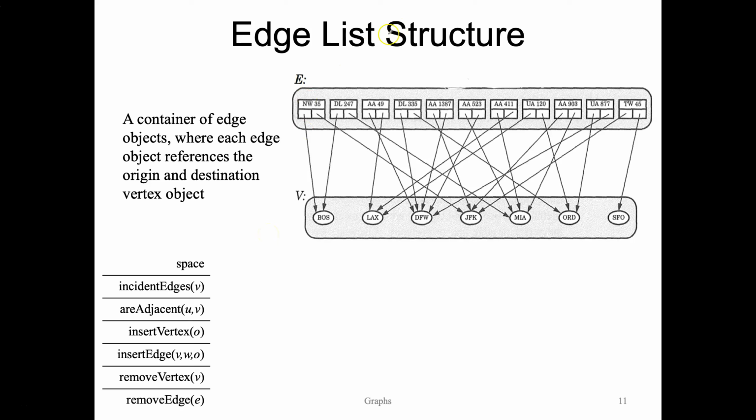So with an edge list structure, we have just a container consisting of all of the edge objects that we have. So we've got one for each of the M edge objects we have. Remember, N is how many vertices we have, and M is how many edges we have. So we've got M edges that we keep track of in this container. And for each edge object, we keep track of three things. One is whatever we're storing at that edge. So in this case, we're storing the corresponding flight. And then we keep track of the origin vertex and the destination vertex.